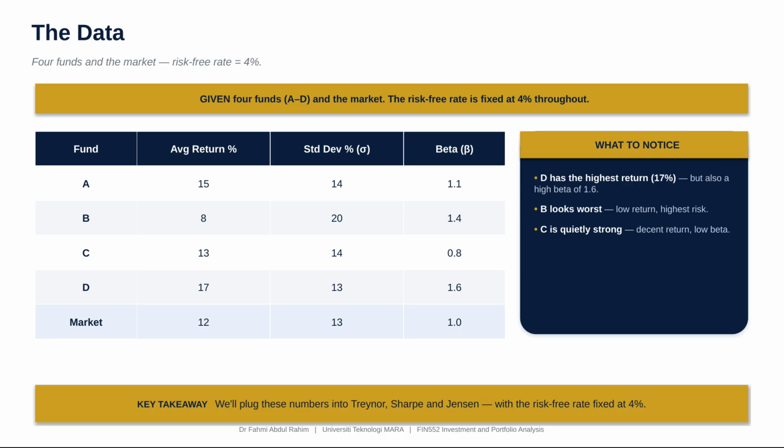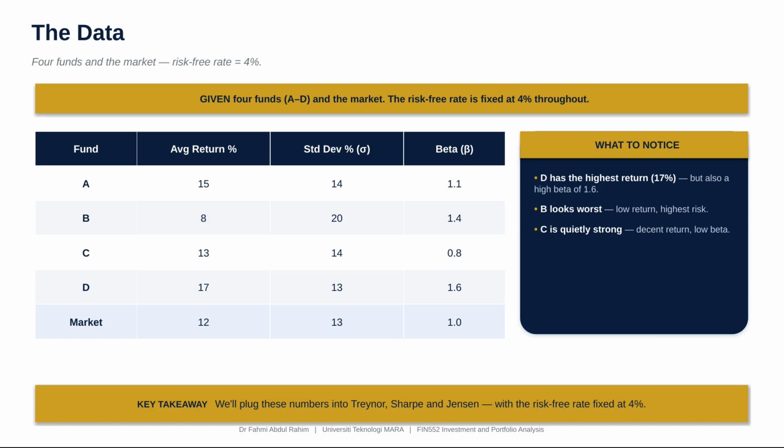Here is our data. We have 4 funds, A, B, C, and D, plus the market portfolio for comparison. And the risk-free rate is fixed at 4% throughout the example. For each fund, we are given 3 things: its average return, its standard deviation, which is the total risk sigma, and its beta, the systematic risk. Take a moment to read the table.